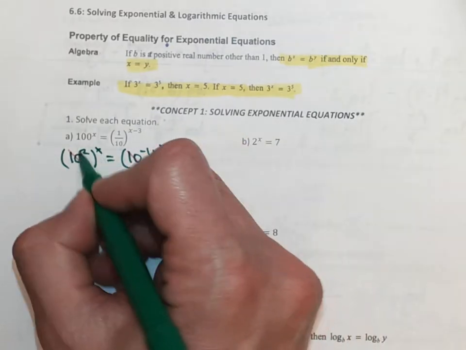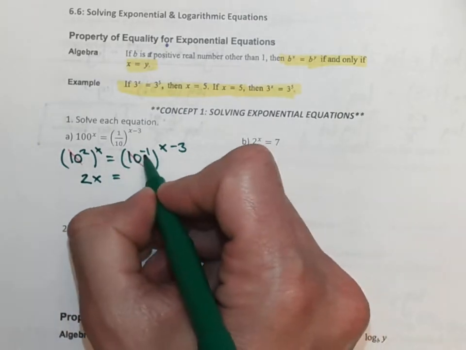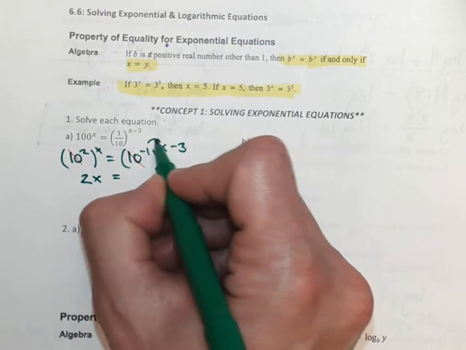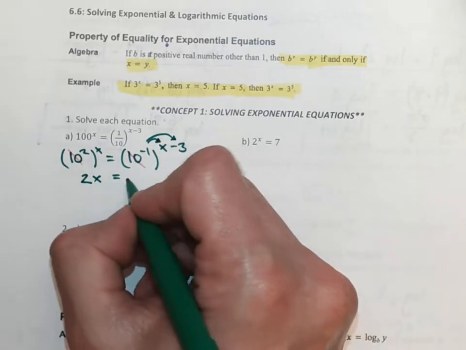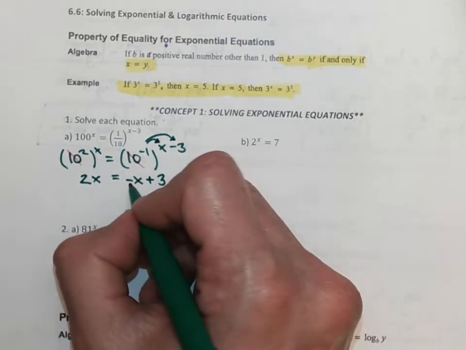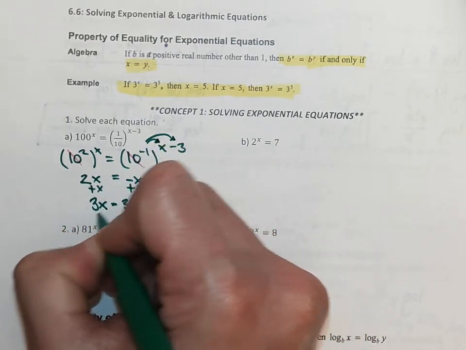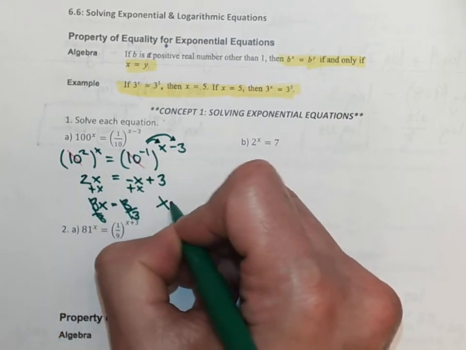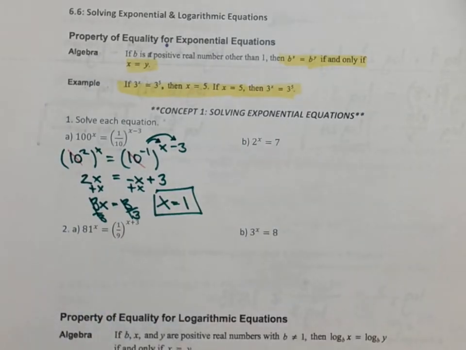Power of a power, we multiply, so I get 2x equals negative x plus 3. I'm going to distribute that to both. Power again, we multiply, so I get negative x plus 3. Now I'm just going to solve by adding x to both sides. I get 3x equals 3. I can divide by 3, and I get x equals 1. Done.